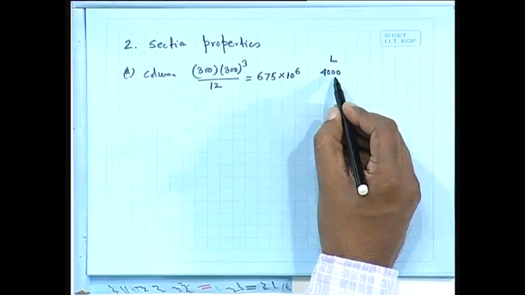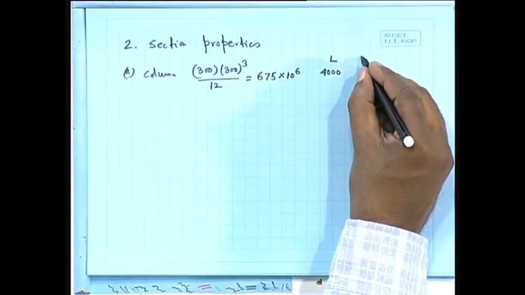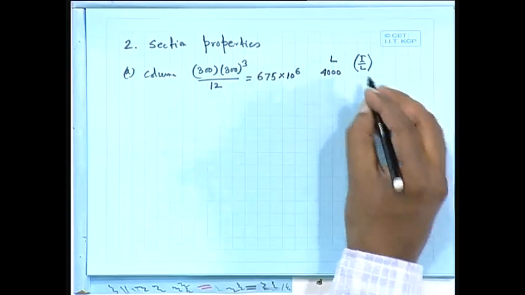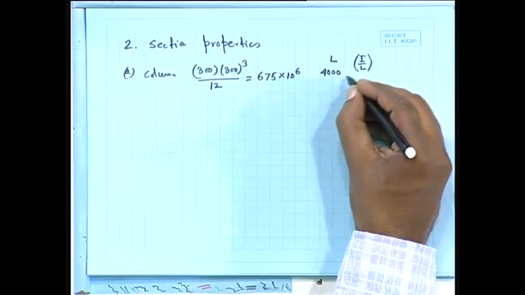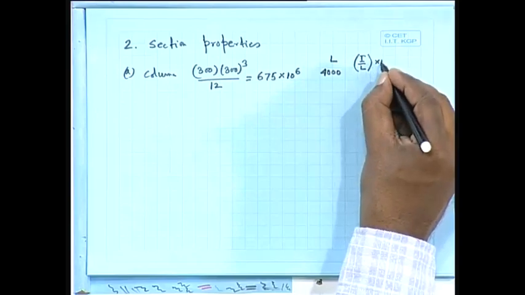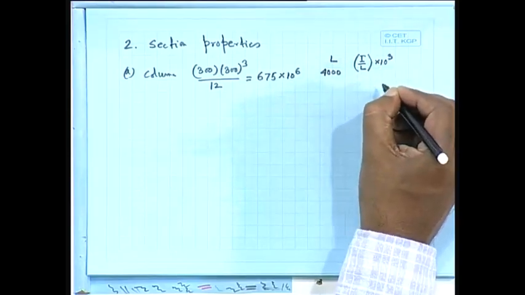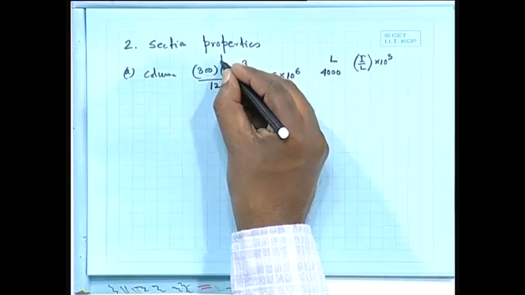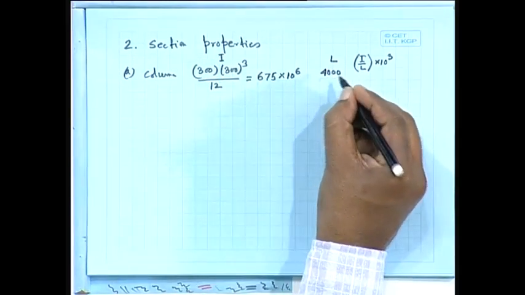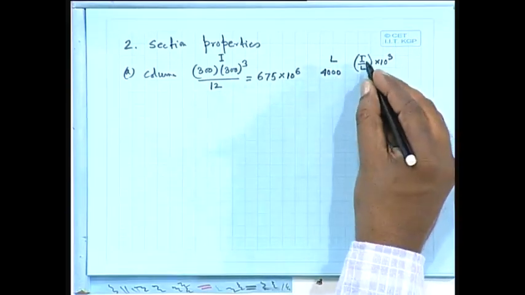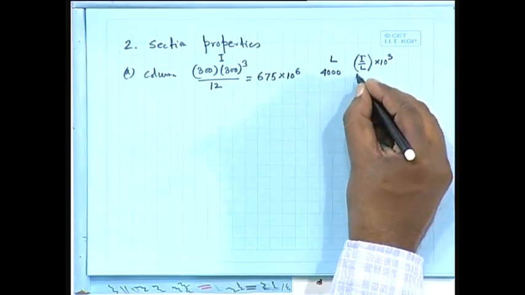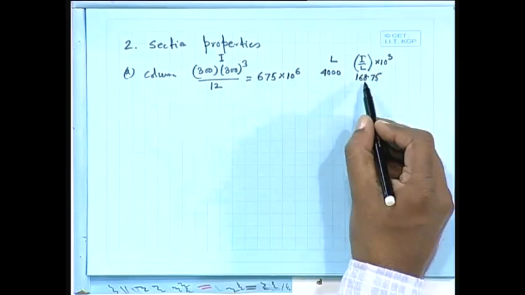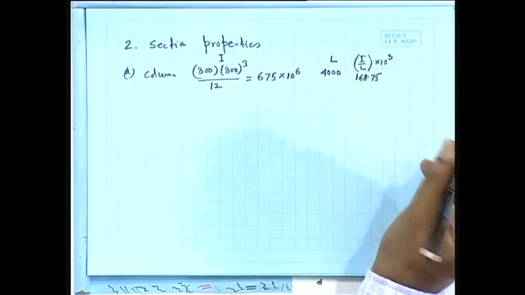So, L we have 4000 and I by L, this one, let us say I by L we can multiply it with, say, 10 to the power 3. I am taking it out, 10 to the power 3. If we take it out we shall get it here: this is your I, L is this much, that 4000, and so I by L is coming as 168.75. So, 168.75 into 10 to the power 3, that we shall get.